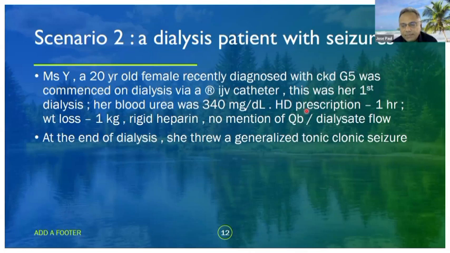The dialysis prescription, which was given by the treating doctor, was as follows. The dialysis prescription was for 1 hour. Weight loss was 1 kg. She was on rigid heparin. No mention of blood flow or dialysate flow on the charts.